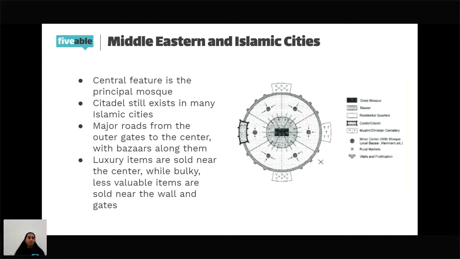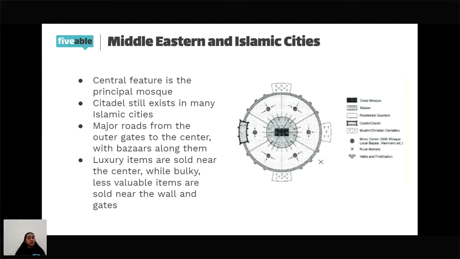If you go to a Middle Eastern country, or a city within a Middle Eastern country, you're likely to see these walls and gates still existing. So that's considered the citadel. And there's also smaller mosques around the city as the city grows, and major roads come from the outer gates towards the center and these roads are lined with bazaars, so small little markets and merchants.